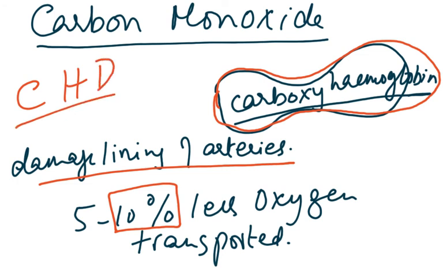And stroke. And stroke is when you have a burst or a blocked artery in the brain, and then you have paralysis of one side of the body. Now, these are responsible for 20% of all deaths worldwide and up to 50% of deaths in developed countries.